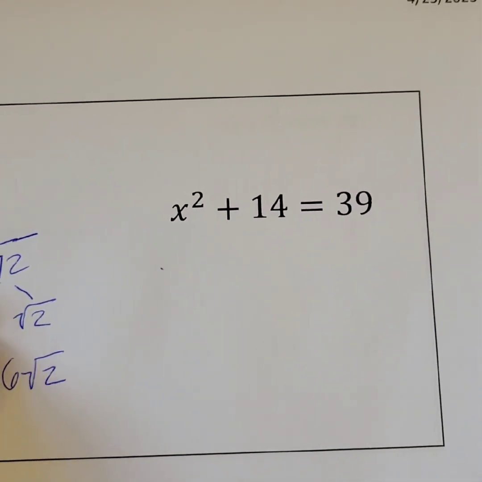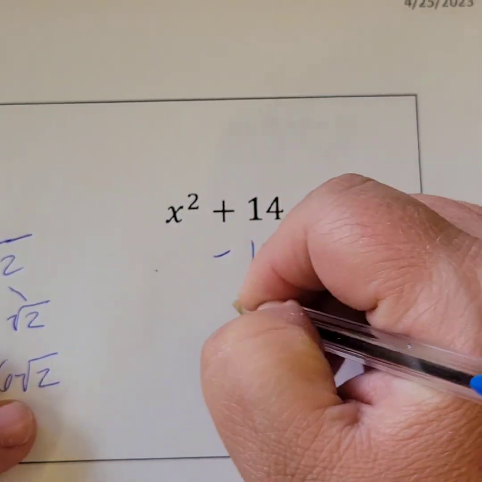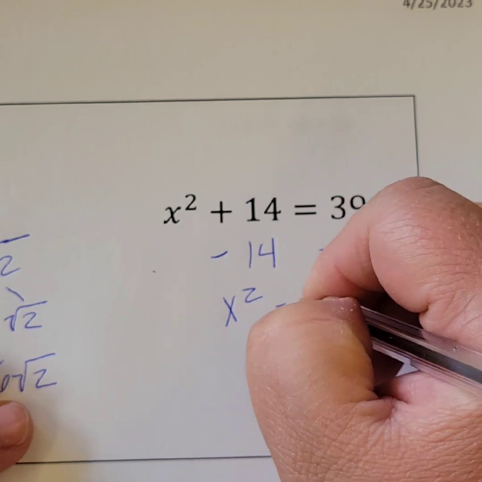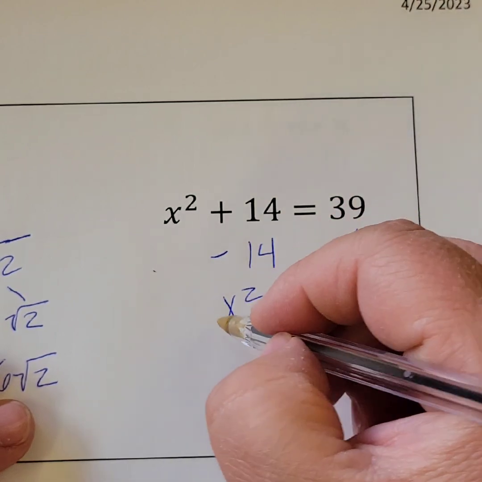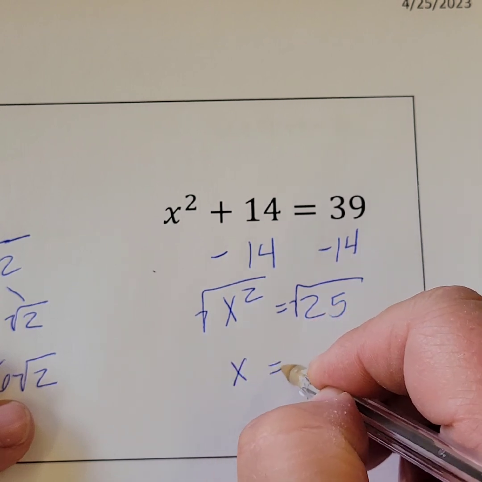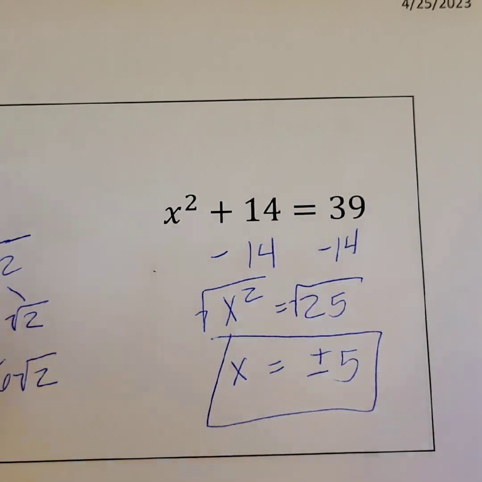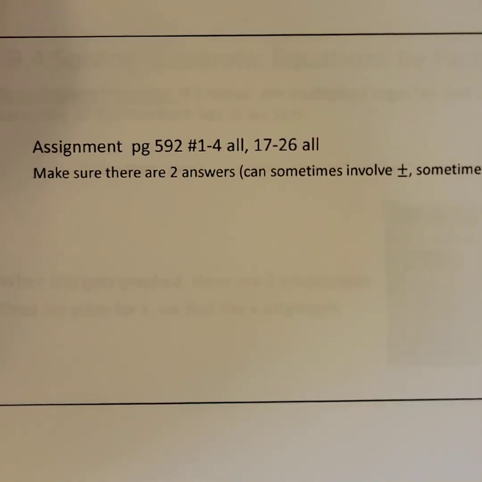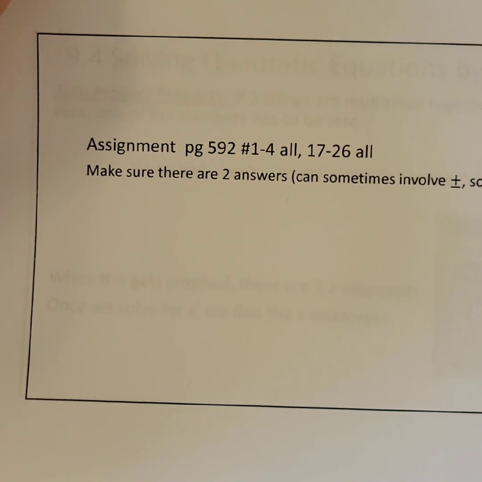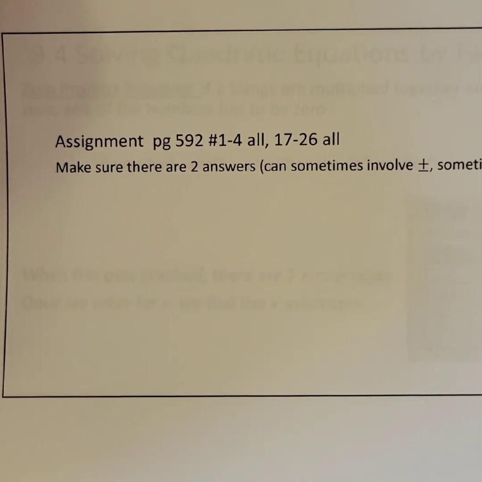Okay, and we have a last one. Minus 14, x squared equals 25. Then take the square root of both sides. x equals plus or minus 5. Okay, and then your assignment is page 592, 1 to 4 all, and 17 to 26 all, and every single question has two answers.